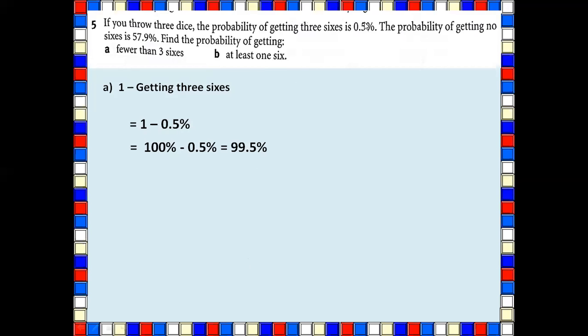In the question we have the probability of getting 3 sixes and the probability of getting no 6. They don't want to have any 6. So in part B they say at least 1 six, so we will subtract 1 minus 57.9. Because at least 1 six means the opposite of getting no sixes. So 1 minus 57.9 is 42.1. So that is our lesson, girls.